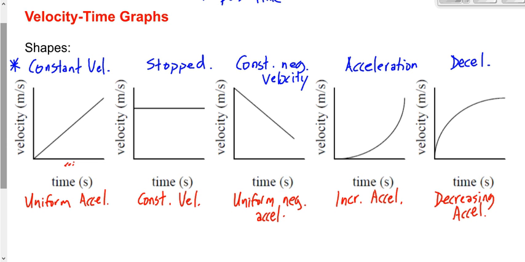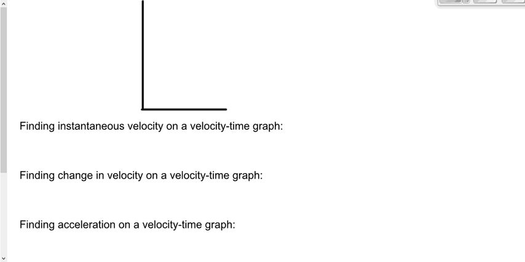Okay, I want to take a look at how we're going to analyze each of these graphs now. Let's say we've got a velocity time graph up here. Time on the x-axis because it's the manipulated variable. Let's say we've got a line that looks like this, 2 lines actually.